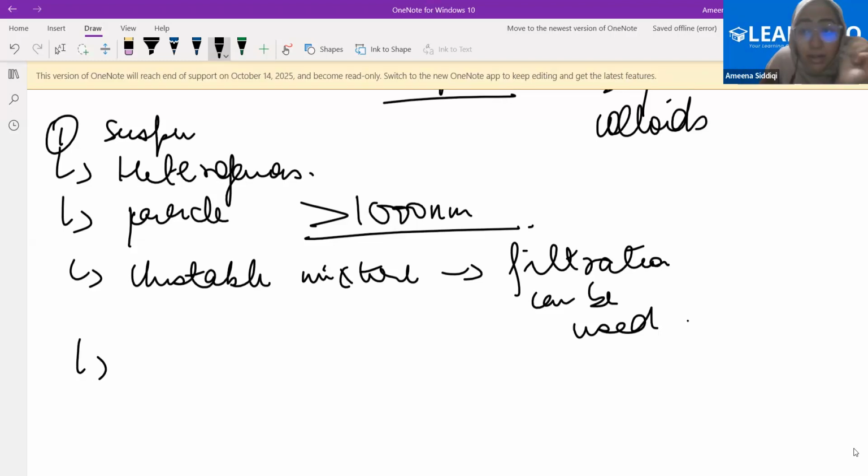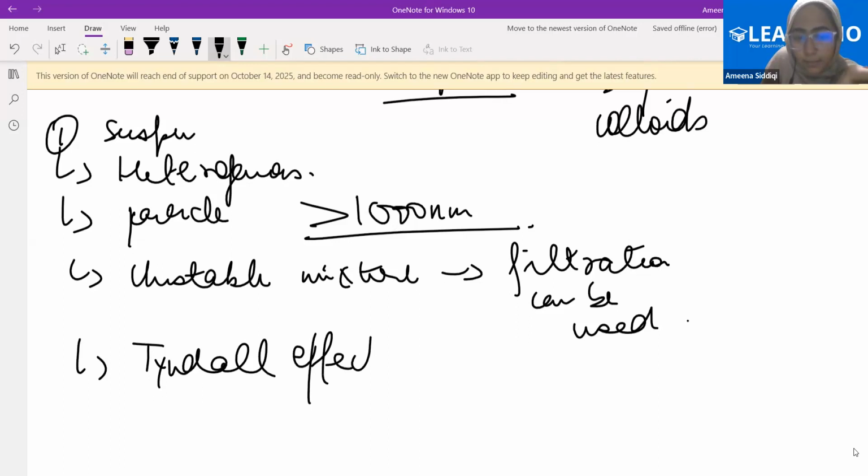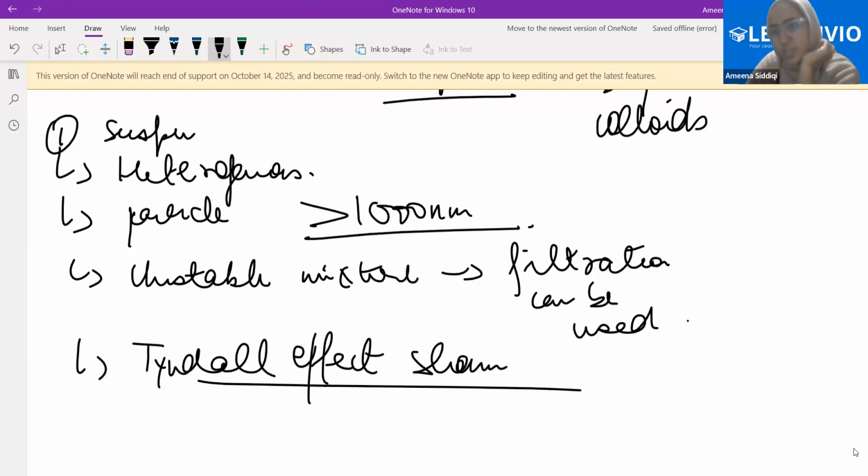And see here, the particles are big in size, therefore they will scatter the beam of light. And therefore the path of light will be visible. The Tyndall effect is shown by the suspension. These are the 4 properties of suspension.